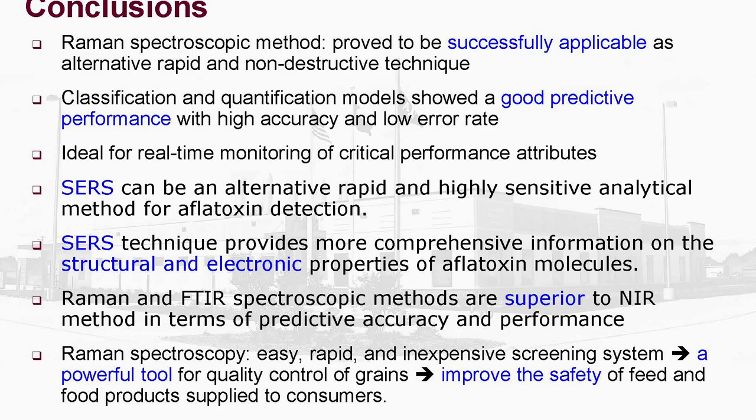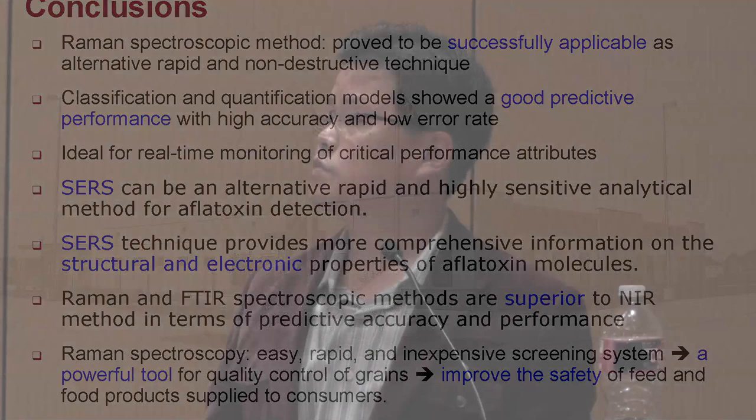So it seems NIR, FTIR, and Raman spectroscopy are equivalent in terms of prediction power for measuring aflatoxin concentrations. In conclusion, Raman spectroscopy combined with chemometric models proved to be successfully applicable as an alternative rapid and non-destructive technique, and the classification and quantification models show good predictive performance with high accuracy and correct classification rate.